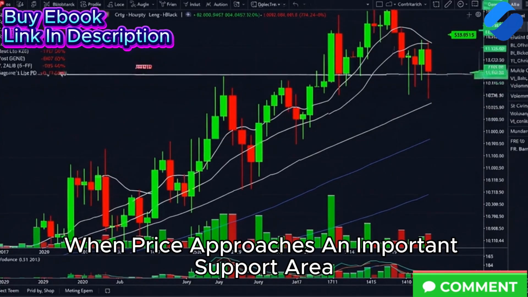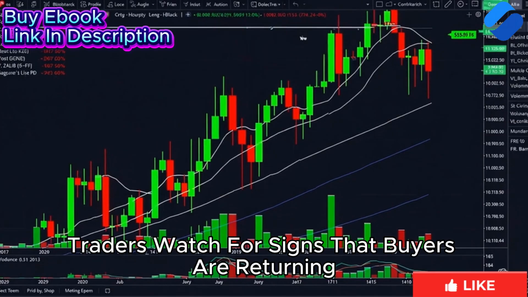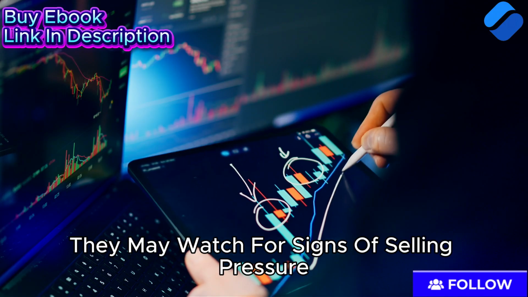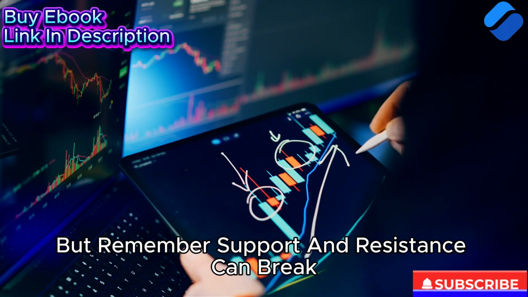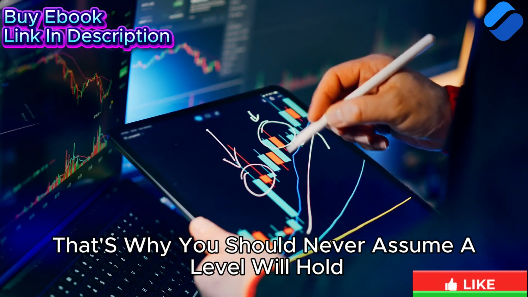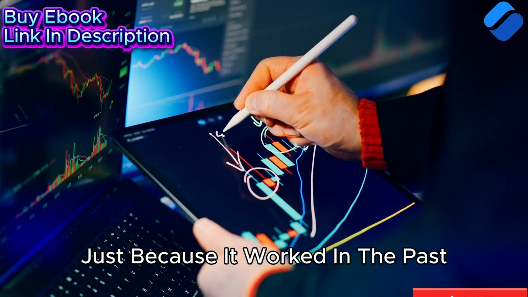When price approaches an important support area, traders watch for signs that buyers are returning. Near resistance, they may watch for signs of selling pressure. But remember, support and resistance can break. That's why you should never assume a level will hold just because it worked in the past.